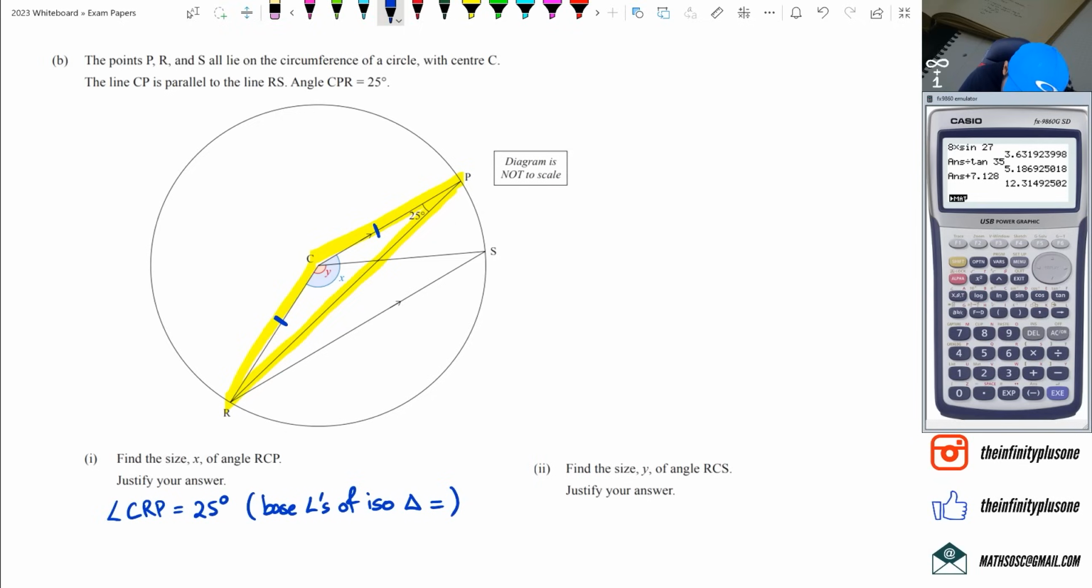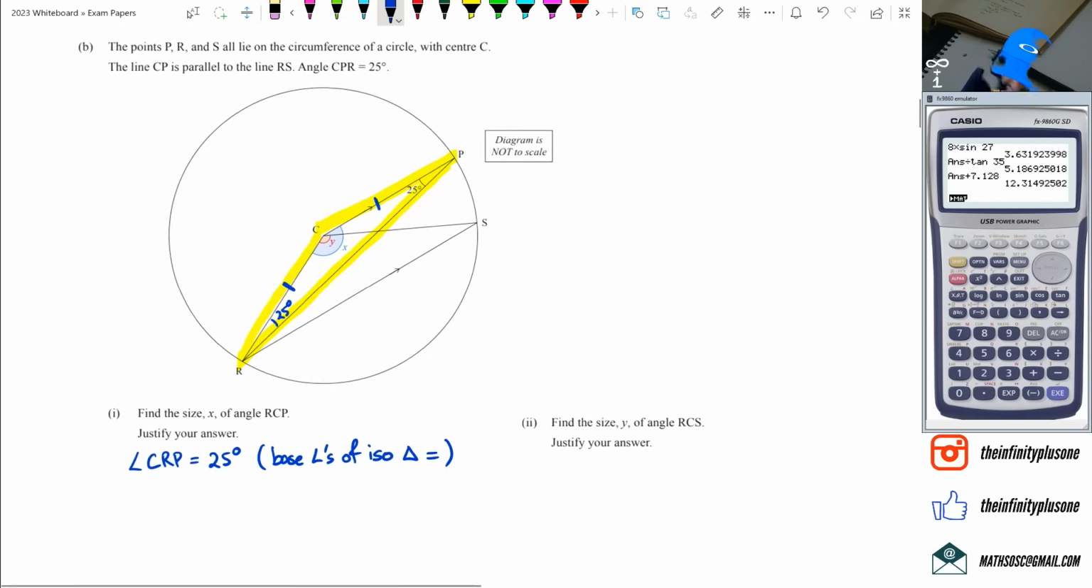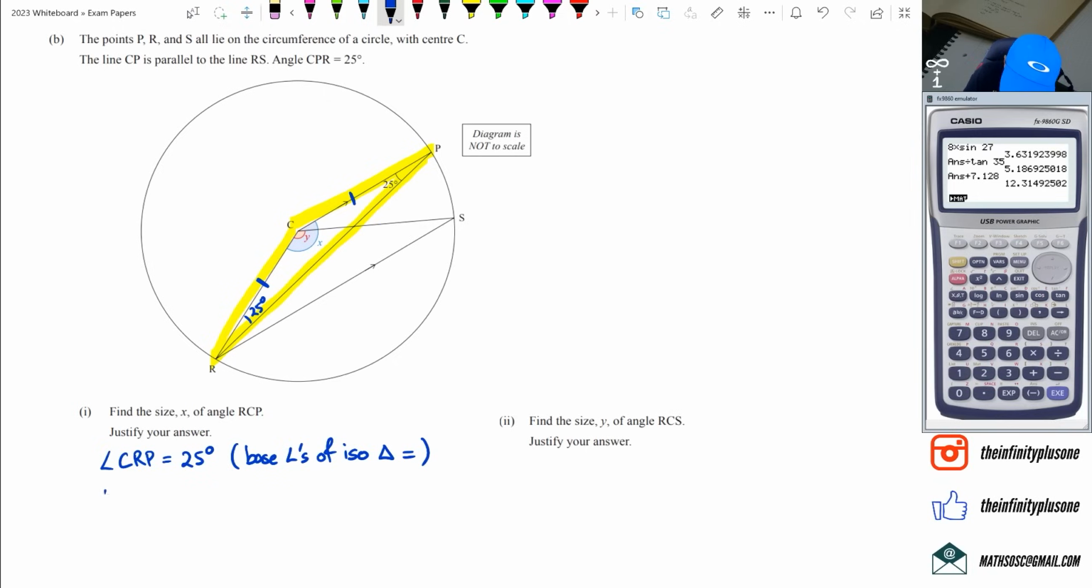So this angle here is 25 degrees, and then because it's 25 and 25, we can say that angle RCP equals 180 take away 25 take away 25, which is going to equal 130 degrees, and that's because angles in a triangle equal 180 degrees. So reasons not necessary, but do not accept correct answer only.